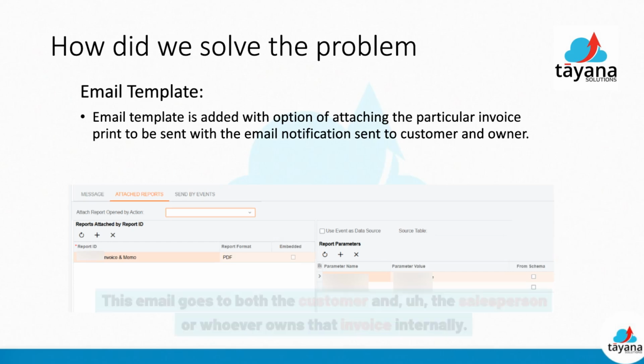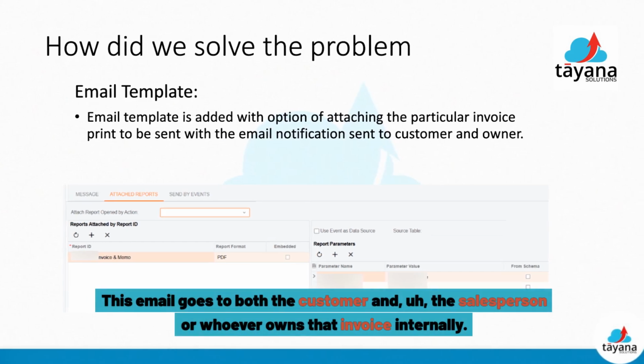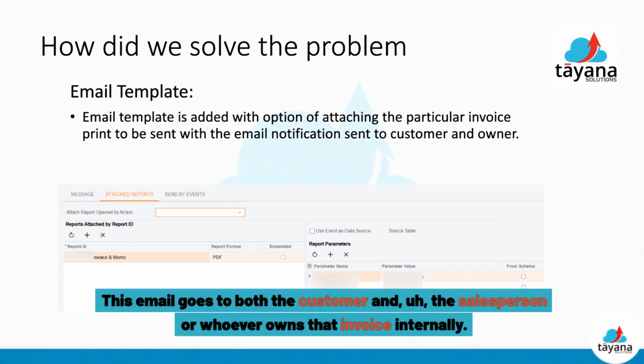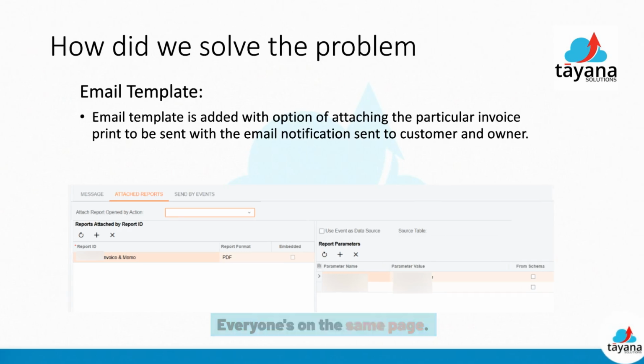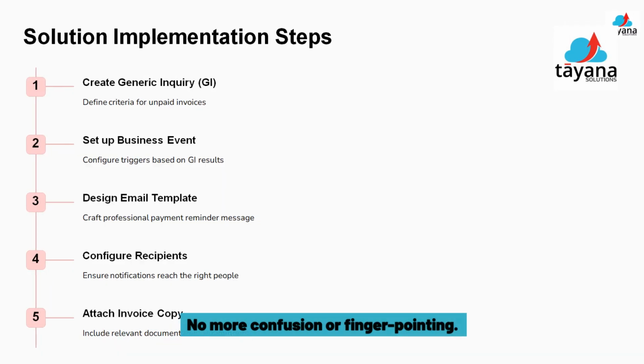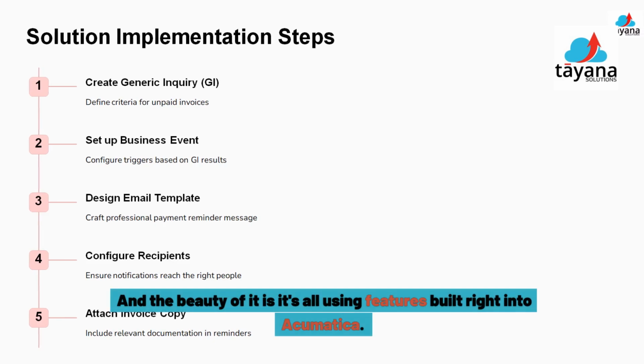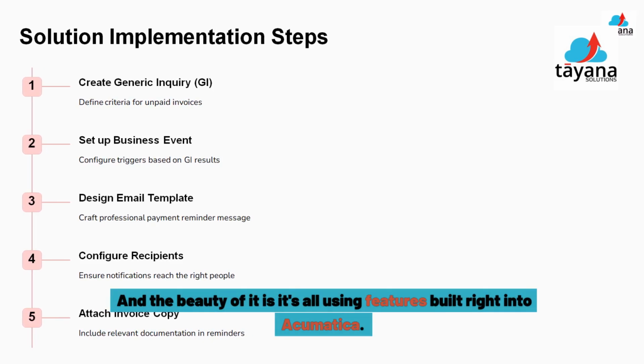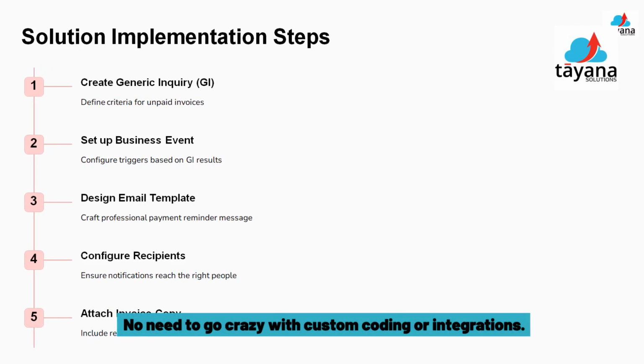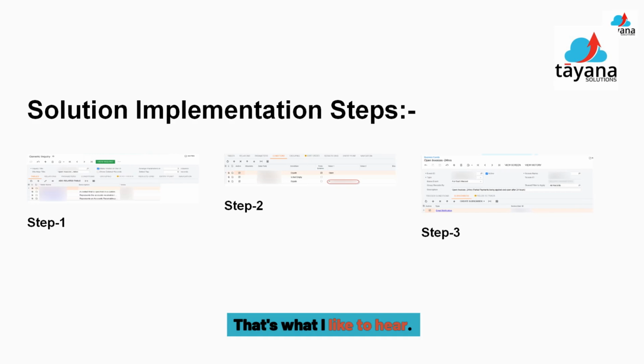And here's the best part. This email goes to both the customer and the salesperson or whoever owns that invoice internally. That's brilliant. Everyone's on the same page, no more confusion or finger pointing. And the beauty of it is, it's all using features built right into Acumatica. No need to go crazy with custom coding or integrations. That's what I like to hear.